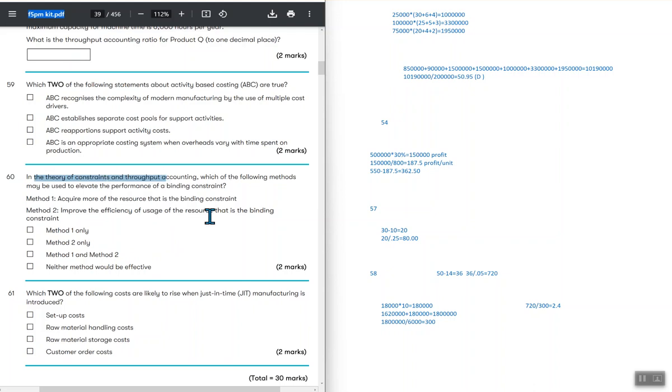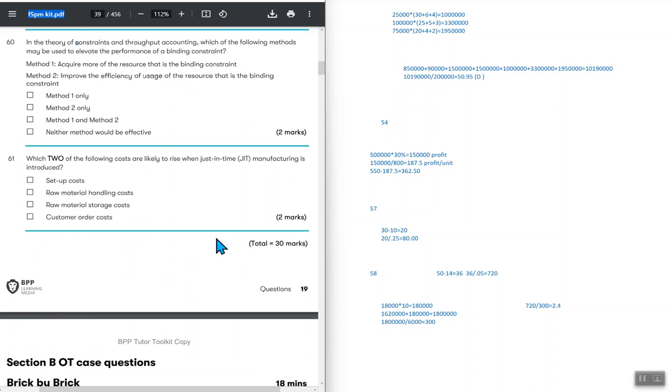In theory of constraints and throughput accounting, which of the following methods may be used to elevate the performance of the binding constraint? Remember, one is exploit, one is elevate. Exploit means you use it to the maximum capacity. Elevate means increasing the capacity. So they are saying increasing the capacity, not using to the maximum capacity. Acquiring more of the resource that is the binding constraint? Yes, that will increase the capacity. Improving the efficiency of usage of the resource that is the binding constraint? This is exploit. If they said how you would exploit, then this would have been correct. Otherwise, one is correct. Improving efficiency of usage of the resource that is the binding constraint is actually exploiting, not elevating.